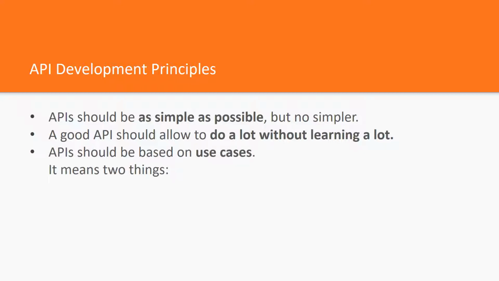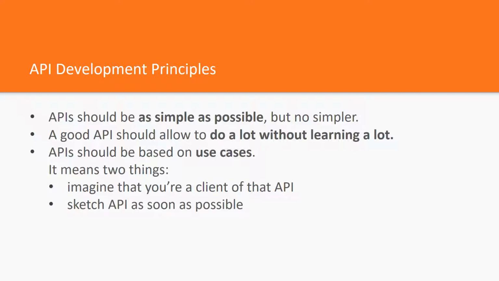APIs should be based on use cases. As a practical corollary, it means two things. The first one is that in order to design an API, just imagine that you are a client of that API. Write some code which uses that not-yet-existent API. What should the client's code look like? Do you like the code you've written? The second thing is that you have to start making a sketch of an API as soon as possible. Don't gather tons of requirements. Just make a simple sketch and ask other developers what they think about your design.